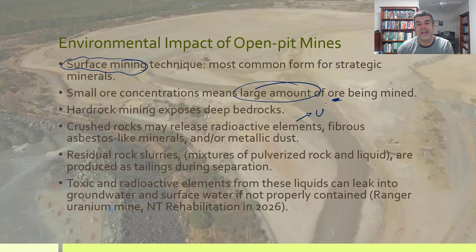The other thing is that during the separation processes, we're creating these slurries, what we call residual rock slurries, which are just mixtures of this rock that we've crushed and also liquid, usually water, and these end up as tailings, so they're kind of the bits that are left behind. And often the tailings are the real problems, because the sorts of things that can end up in the tailings can create problems in the environment long after the mine has ceased to operate.